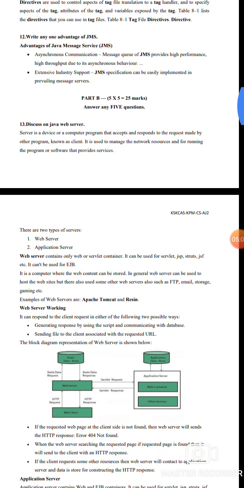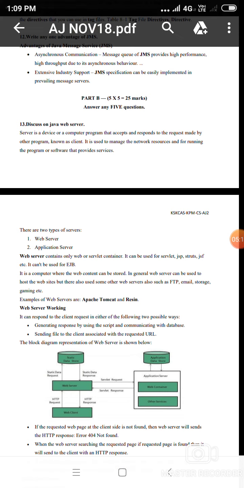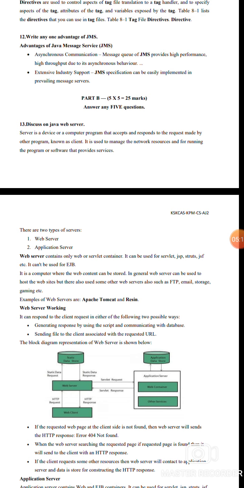12. Write any one advantage of JMS. JMS is the Java Message Service, for asynchronous communication. The message queues of a JMS provider give high performance and high throughput due to asynchronous behavior. Extensive industry support. The JMS specification can be easily implemented in prevailing message servers.